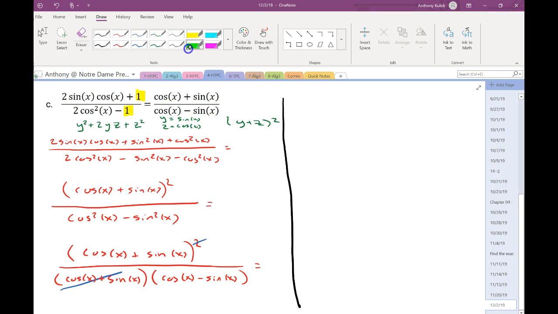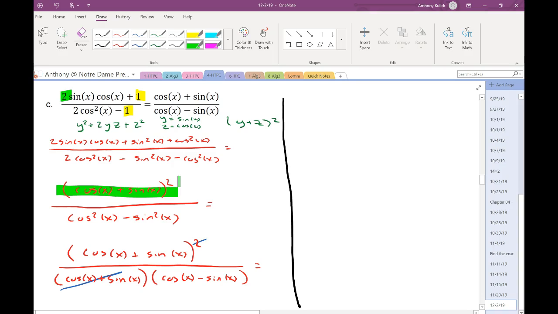Here's my hint to you guys why I thought to turn that 1 into sine squared plus cosine squared. It's that. That's why I did that. How's that 2 going to get there? It's part of foiling something out.